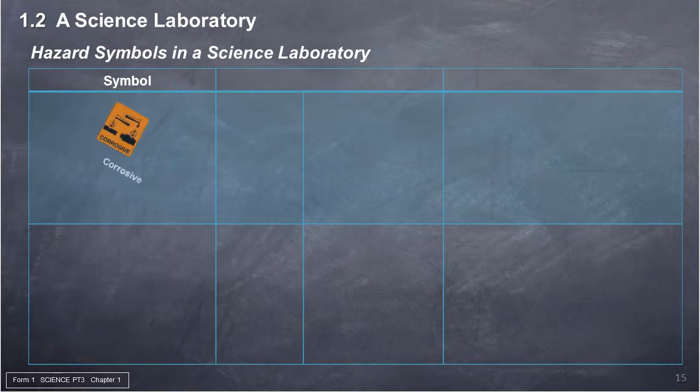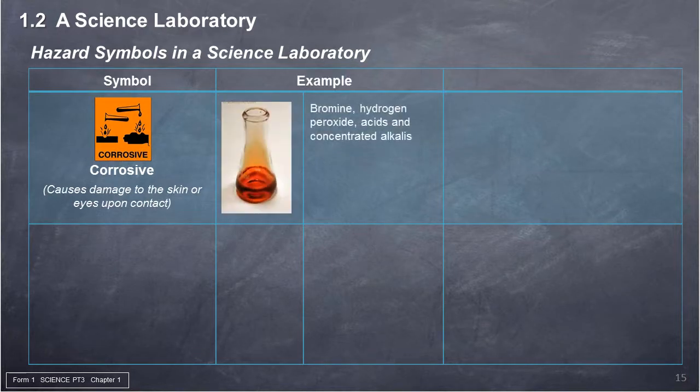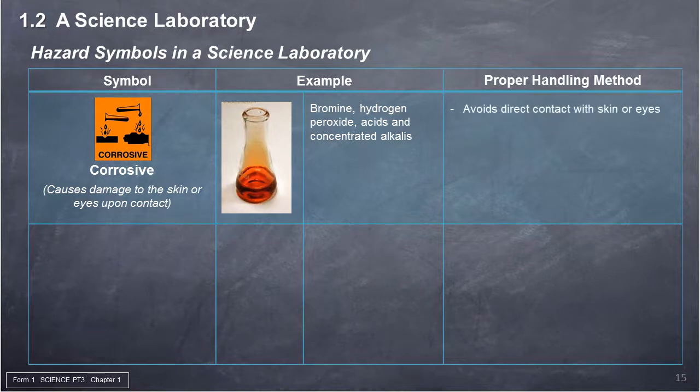Symbol. Corrosive. Causes damage to the skin or eyes upon contact. Example. Bromine, hydrogen peroxide, acids and concentrated alkalis. Proper handling method. Avoid direct contact with skin or eyes. Wash immediately with running water if exposed to skin or clothing.